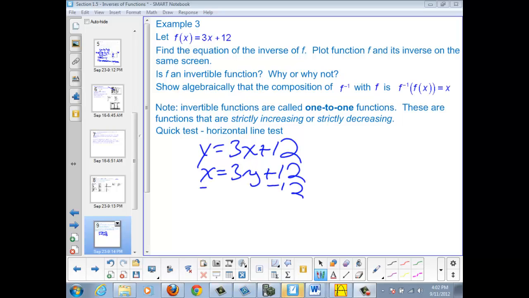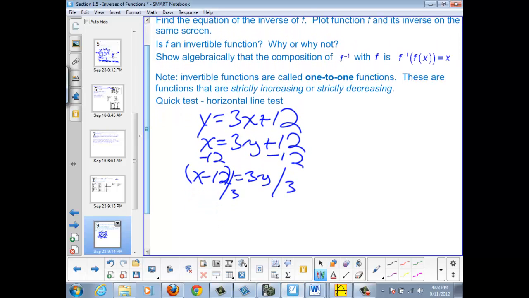Subtract 12 from both sides. x minus 12 equals 3y. And we divide by 3 on both sides, and come up with y equals (x minus 12) divided by 3 as our inverse relationship.